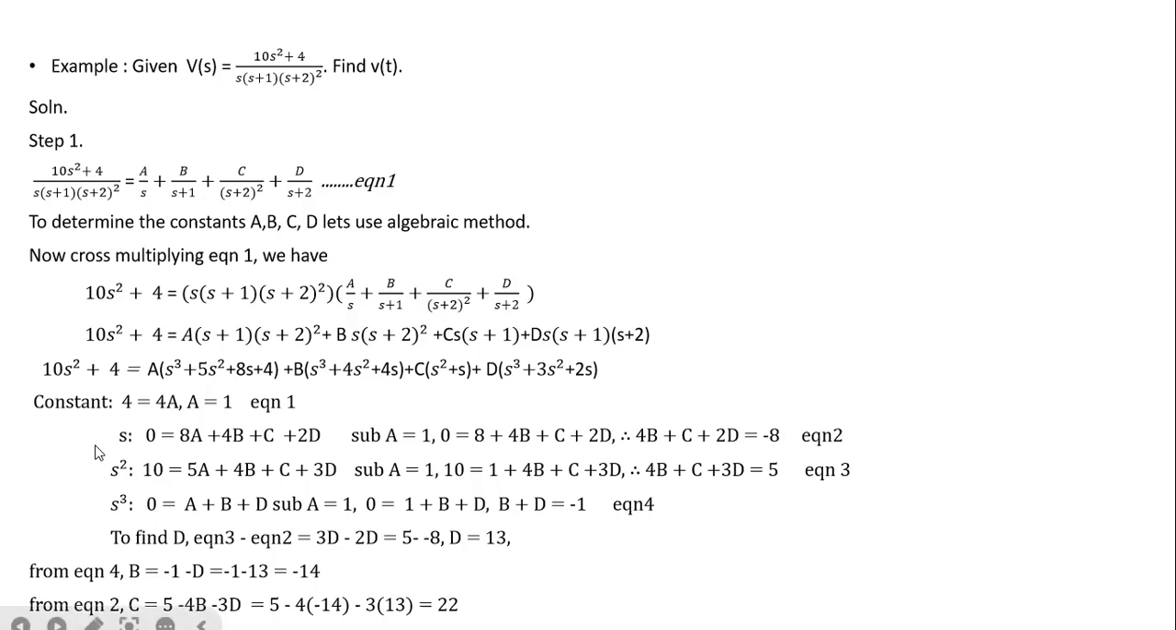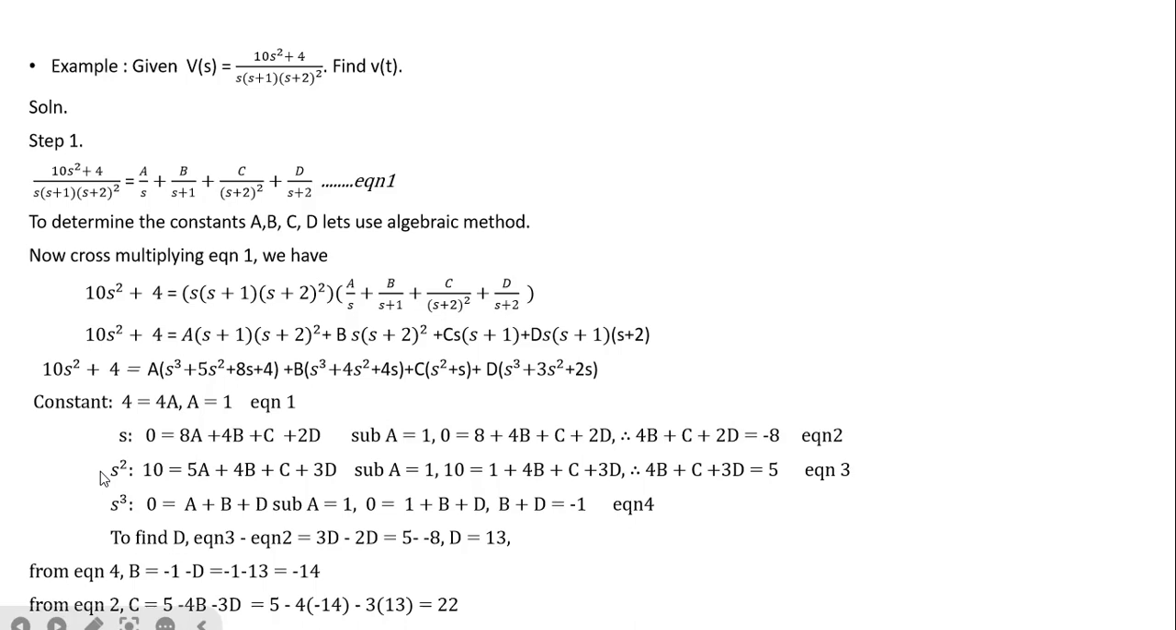The next one is s cubed. The coefficient of s cubed here is 0, it doesn't exist, so we say its coefficient is 0, is equal to, so which ones have s cubed? We have a here, which is simply a. On this side the coefficient is b. What about this side? We have d. The coefficient is d. So we say a plus b plus d. You understand? That's what we have here.